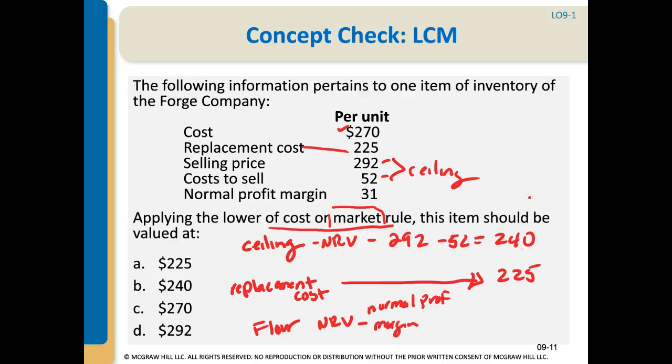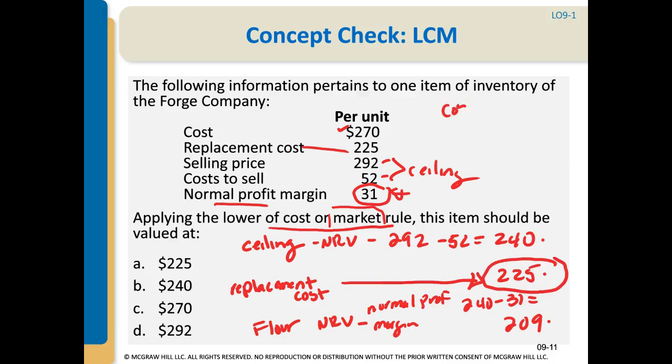And we're told in this example, the normal profit margin is 31. In the previous example, we were told the profit margin as a percent of the selling price. In this example, we're actually just told the amount. So here our net realizable value is 240 minus 31, which equals 209. So we're going to look at our 240, 225, and 209 and say which one is in the middle. It's 225. That's going to be our market.